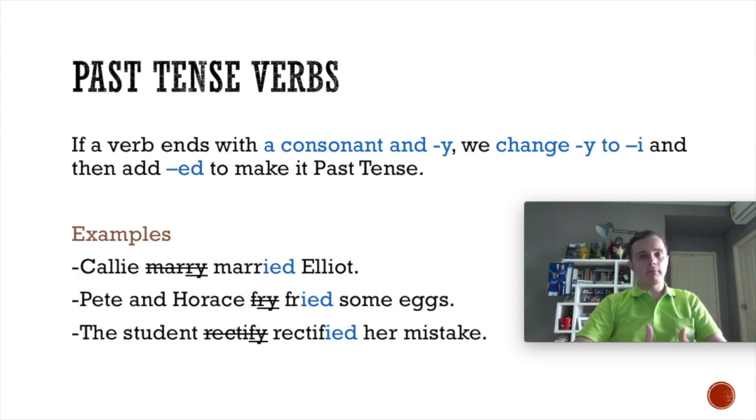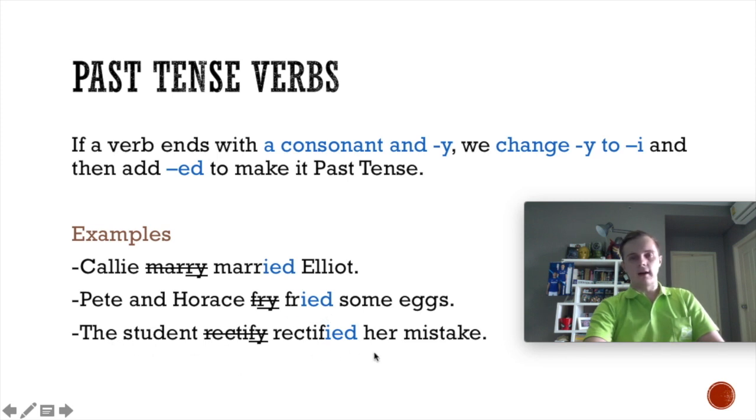Okay, like we've seen before, if a verb ends with one consonant, so any letter that is not a vowel, A, E, I, O, U, and then the letter Y, we change the Y to I, then add ed to make it past tense. So, Callie married Elliot. The verb marry ends with the consonant R and then Y. We change this Y to I, then add ed. Pete and Horace fried some eggs. The verb fry ends with the same consonant R and then Y. Change the Y to I, add ed.